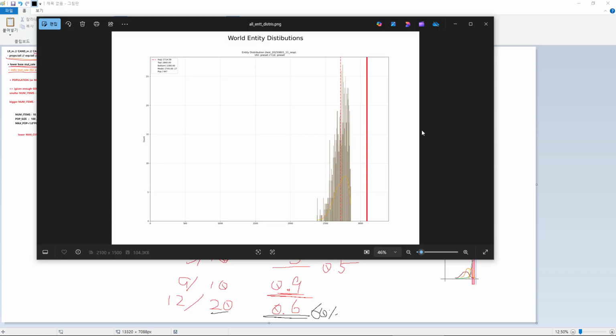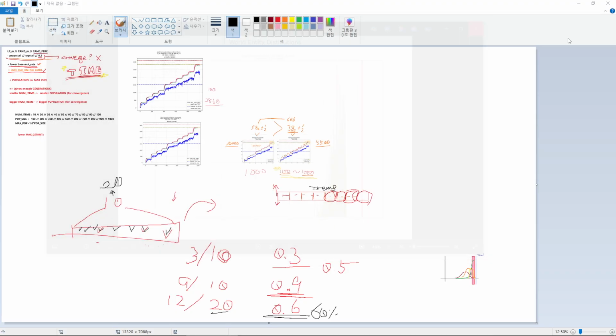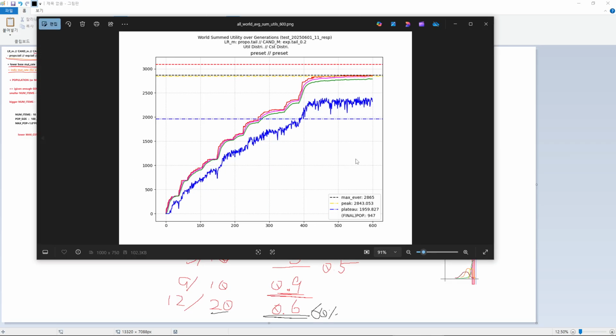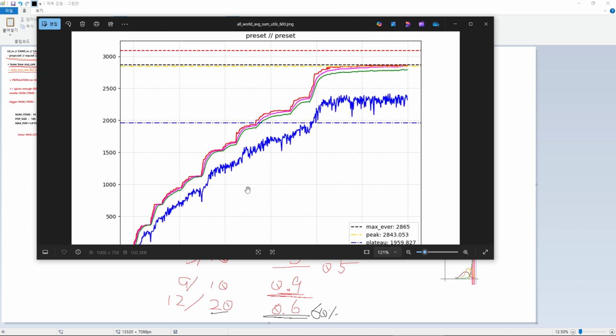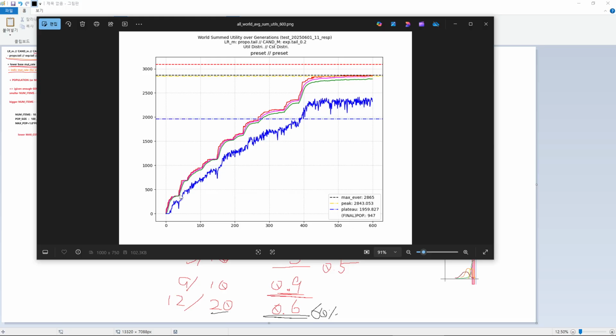Here's the distribution. So, nothing unusual. And here we go. Now we see the steps even more distinctively. The steps are showing more clearly. And then we did get 2865, the true ceiling value.